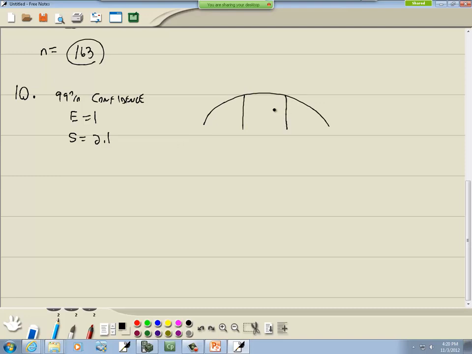Okay, well, let's draw this. For 99% confidence, we put 0.99 in the middle. We have 1% that we split into the tails, so this will be 0.005, and this will be 0.005. And this is our Z-score.